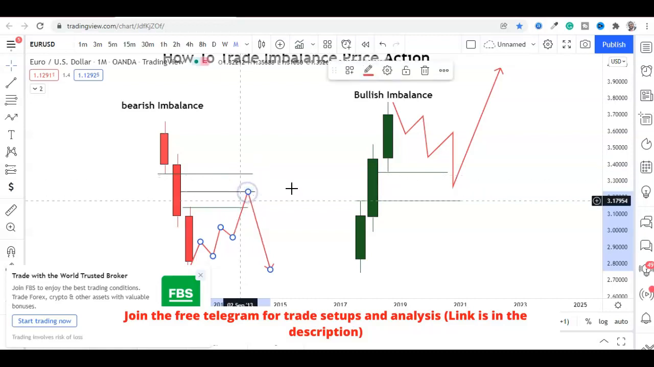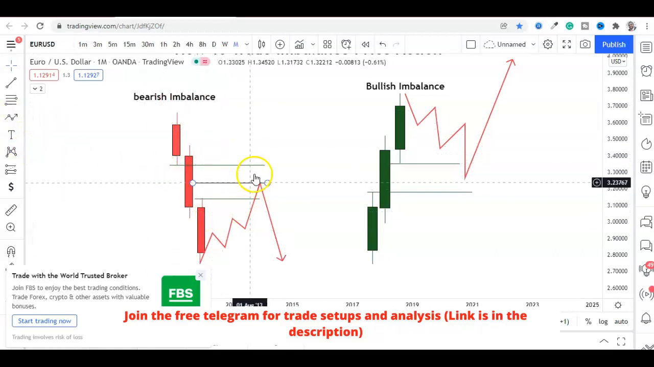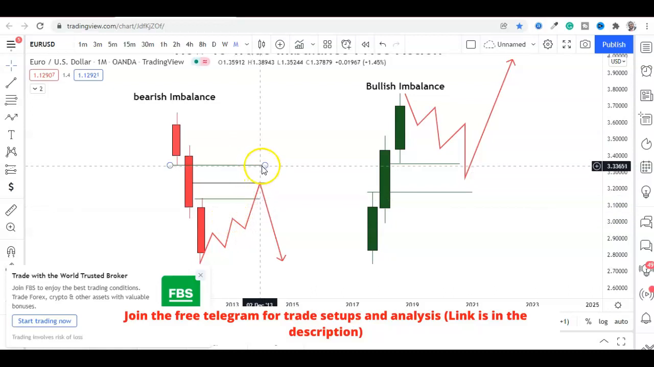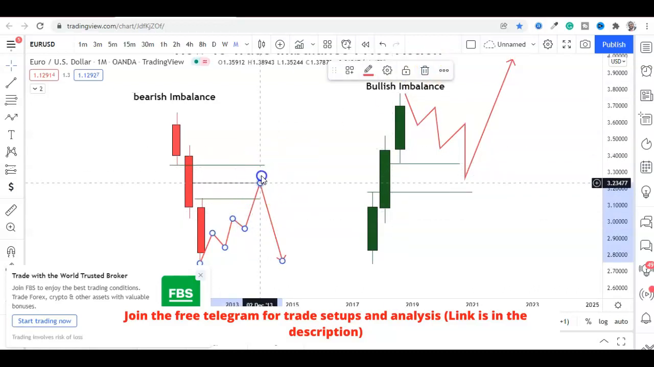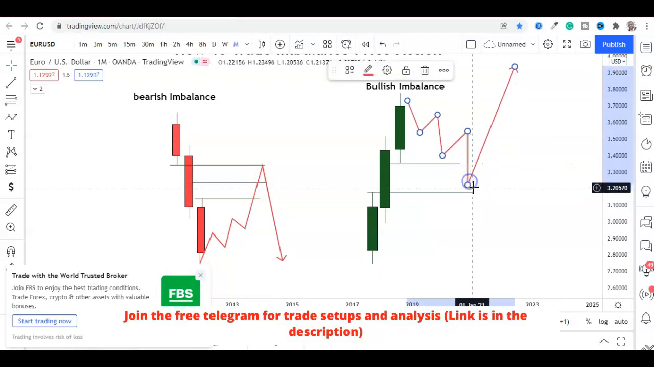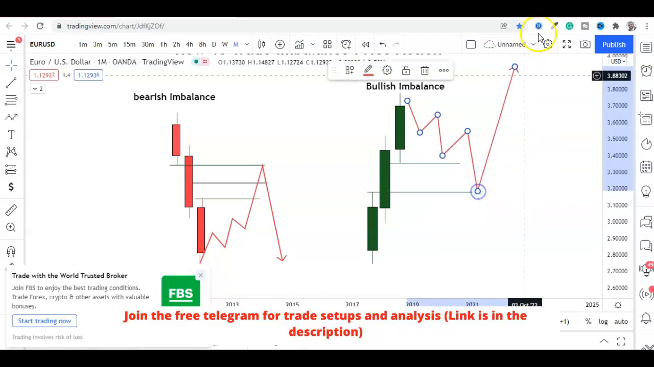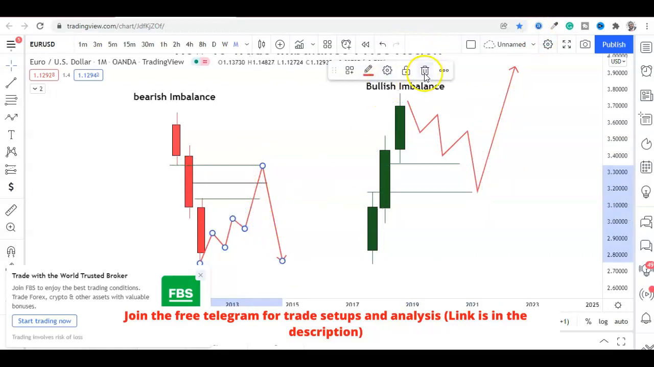So the way I trade is I trade the full imbalance. Price needs to close 100%. That is the way I choose to trade, and that is what is in my trading plan. I wait for price to come in here to fill up the imbalance 100% before I look for a trade to take this price lower, or before I look for a trade to take this price higher.